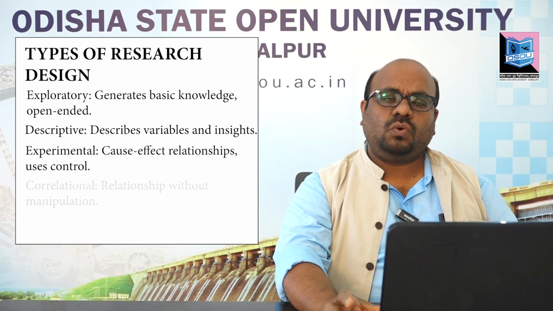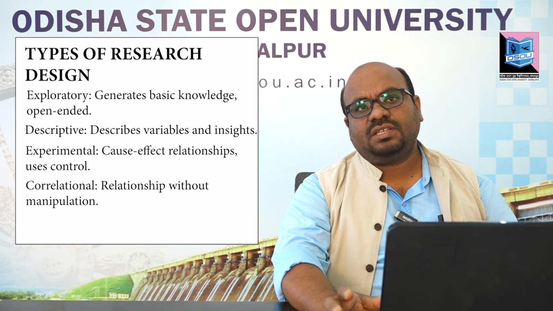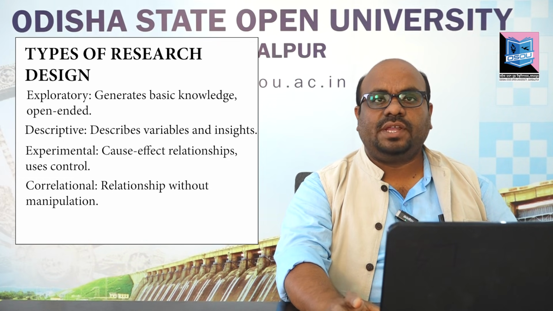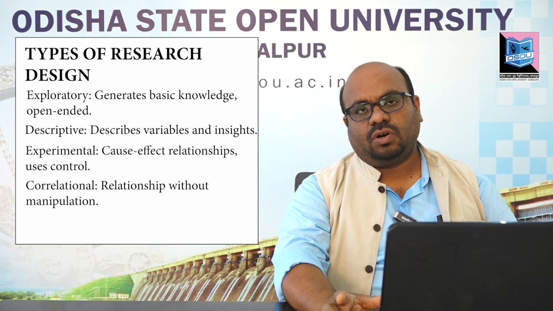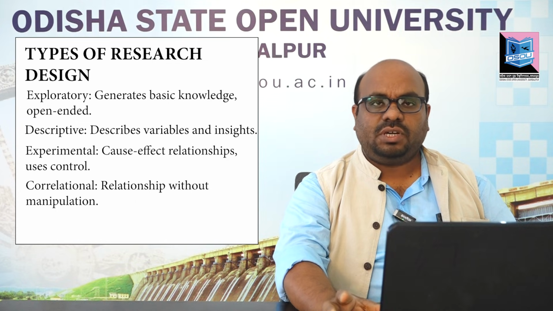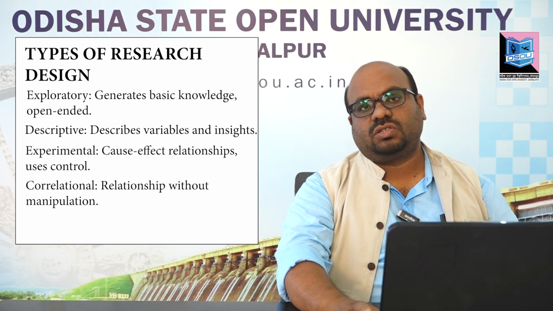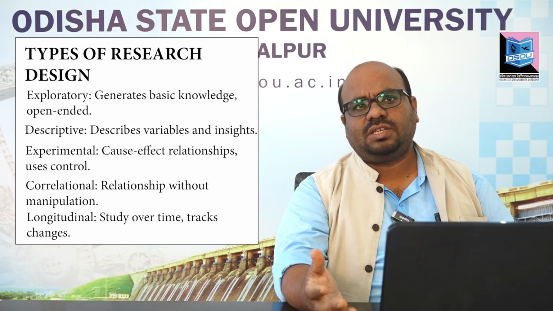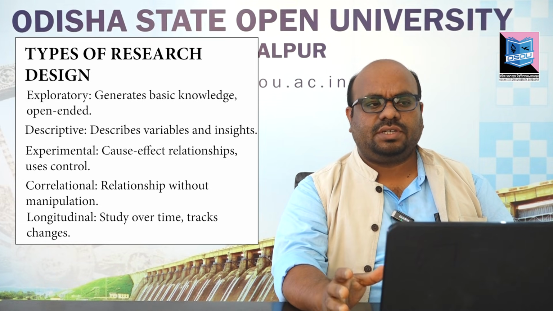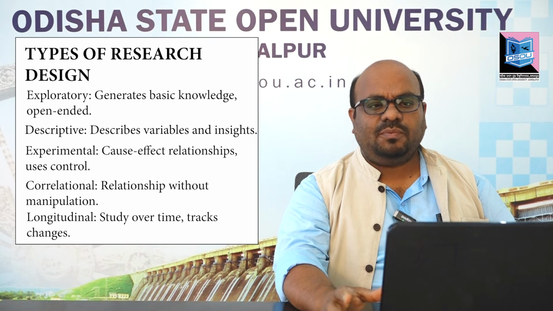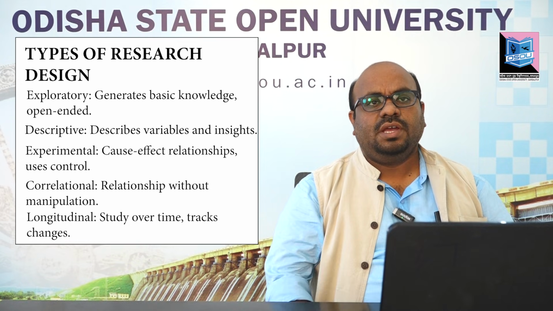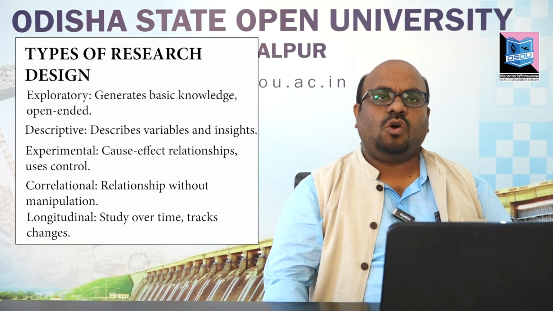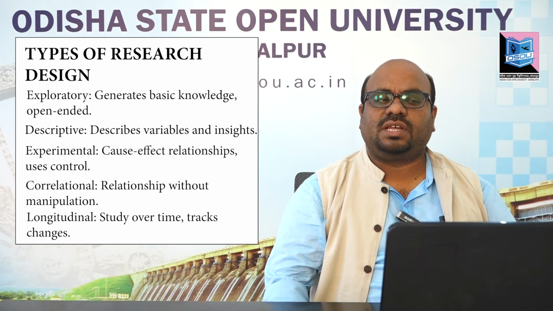Then the fourth one is the correlational research design. This design checks if two or more things are connected. It shows whether the variables move together in a positive, negative, or neutral way, but it does not prove that one thing caused the other. The fifth one is the longitudinal research design. This design studies the same people or group over a long period of time. It helps to understand how things change over time, like how people age, or how education affects their lives.